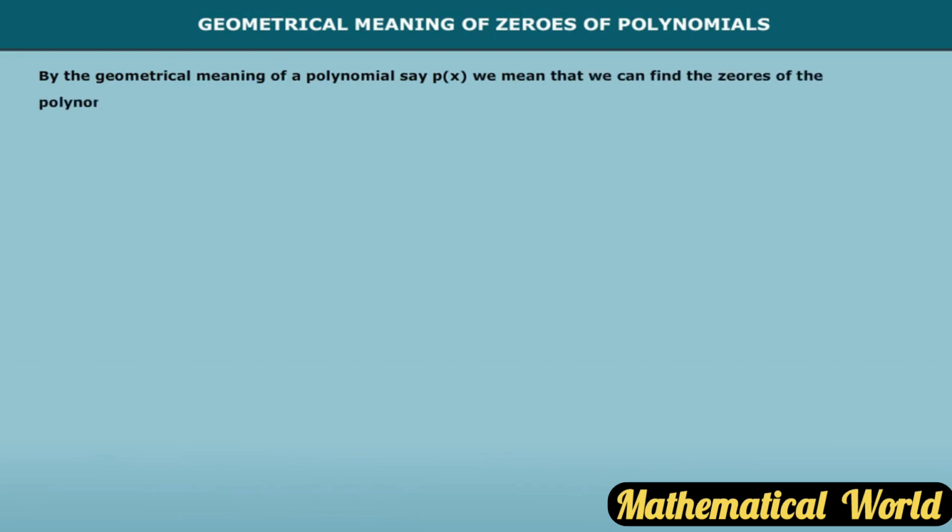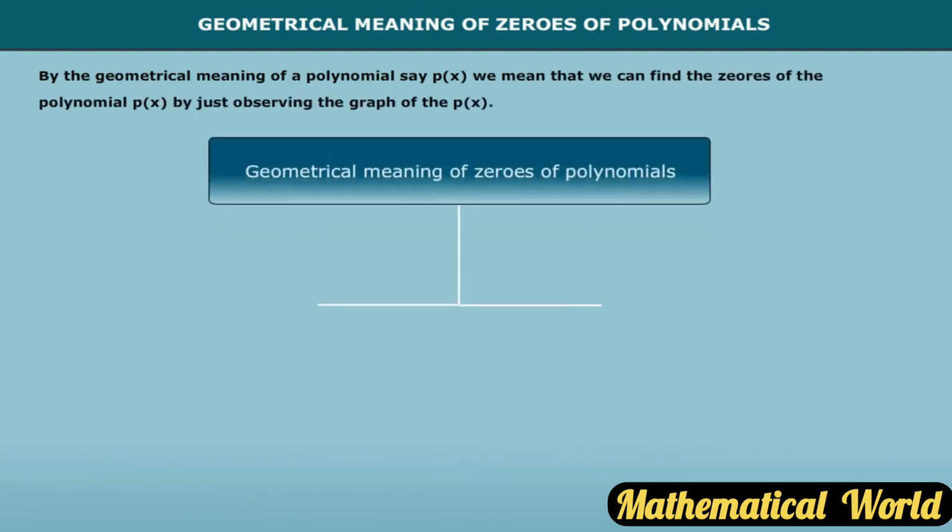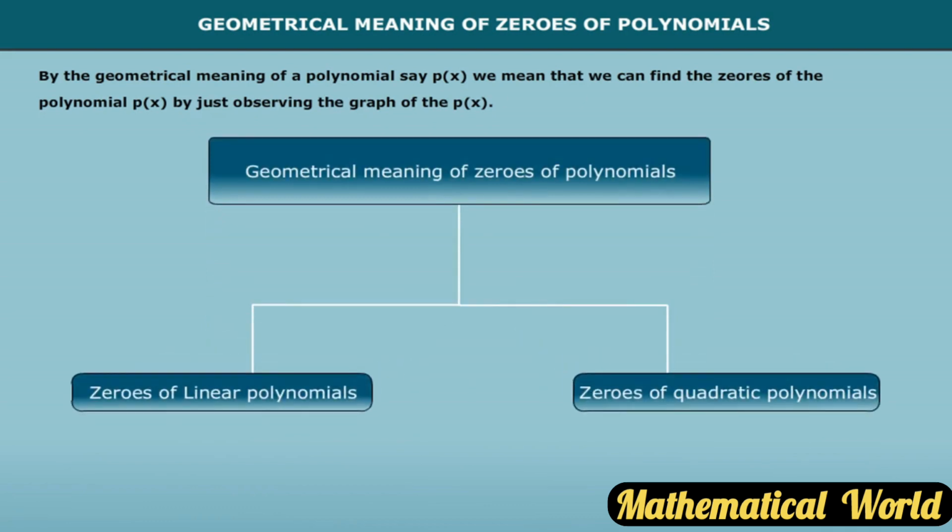By the geometrical meaning of a polynomial, say p(x), we mean that we can know the zeros of the polynomial p(x) by just observing the graph of p(x). We can divide this concept in two cases. First is zeros of linear polynomials and second is zeros of quadratic polynomials.